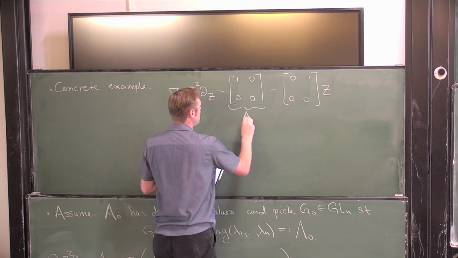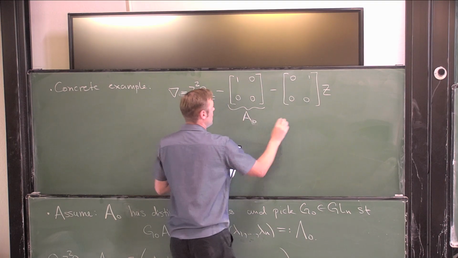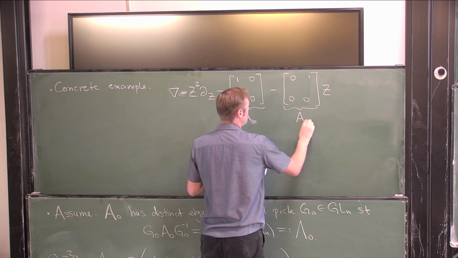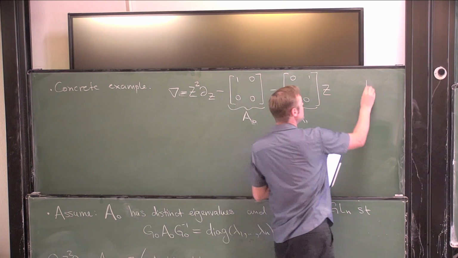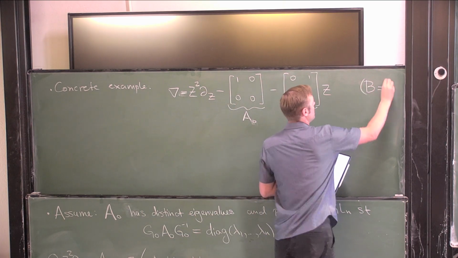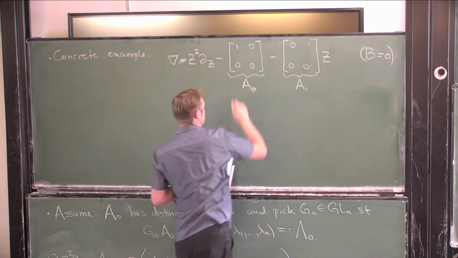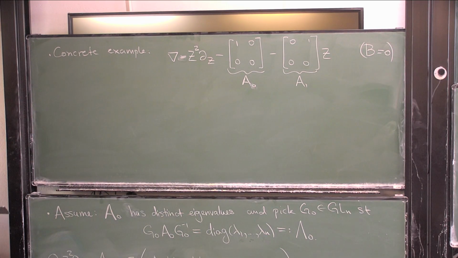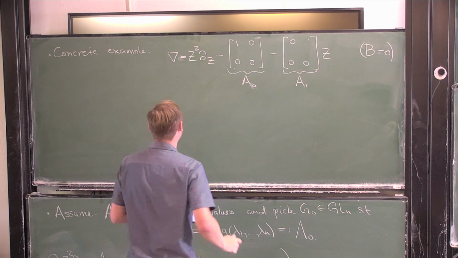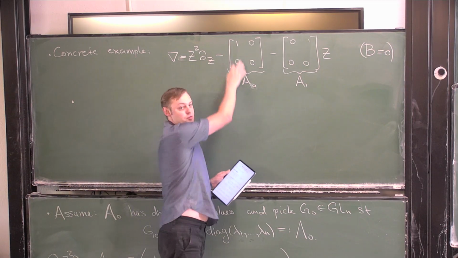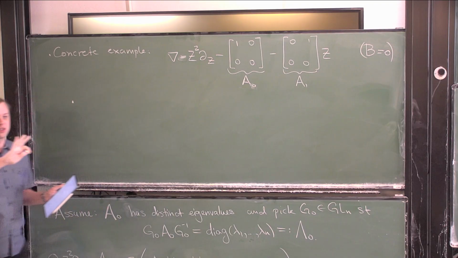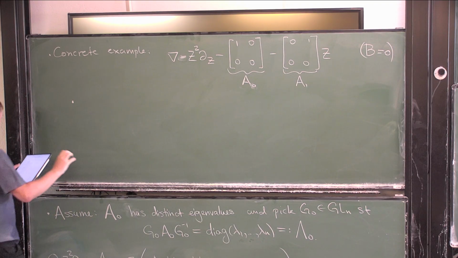So this was my A0, and this was my A1, and in this case B is just 0. So there's nothing of higher order. So it looks very innocent. Okay, so what can we observe? First of all, the leading order part, A0, is already diagonal. So I can just take G0 to be the identity and not worry about it.